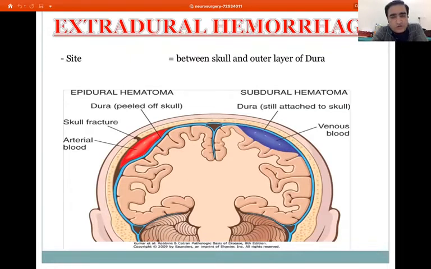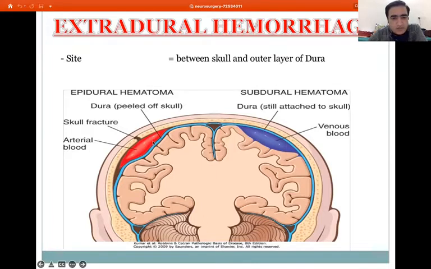So according to anatomy, the brain is covered with three layers. The innermost is the piameter, then the second is the arachnoid, and the outermost is the durameter. Above the durameter, there is the skull bone. So if any hematoma is situated between the skull and the outer layer of dura, it is considered an extradural hematoma.